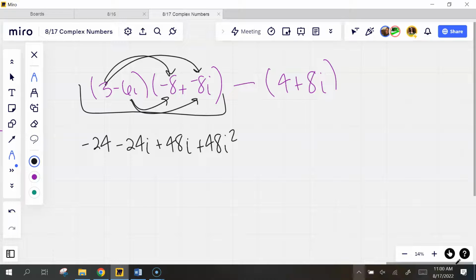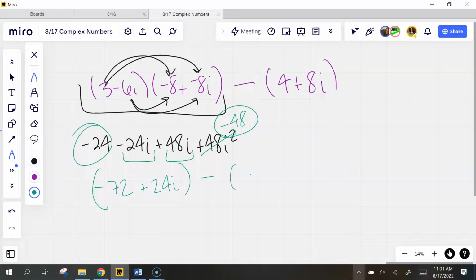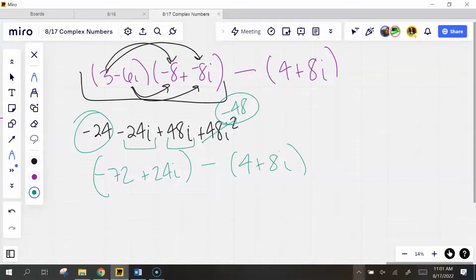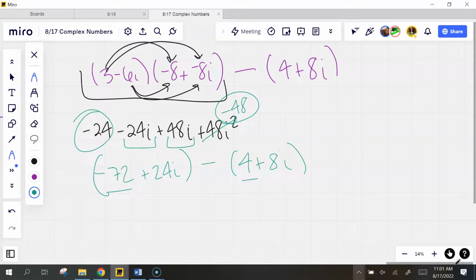I'm going to clean this up before I subtract the second one from it, okay? So what does this 48i squared become? Negative 48. Now I have negative 24 and negative 48, which would be negative 72, and 24i. Plus 24i. Now I can subtract 4 plus 8i. Boom. Negative 72 minus 4, 24i minus 8i, and we're done.